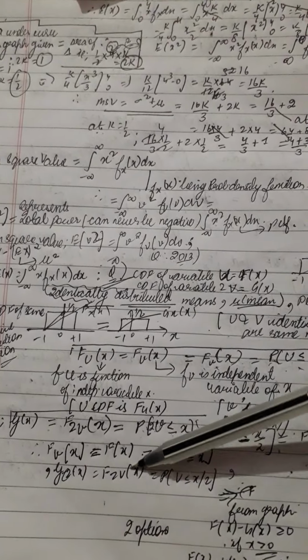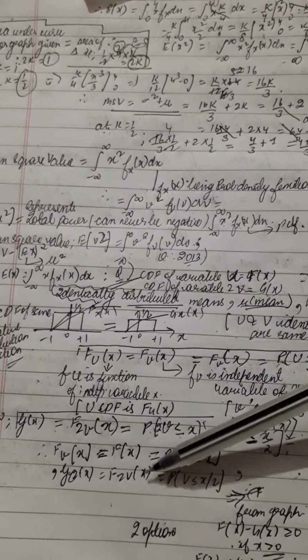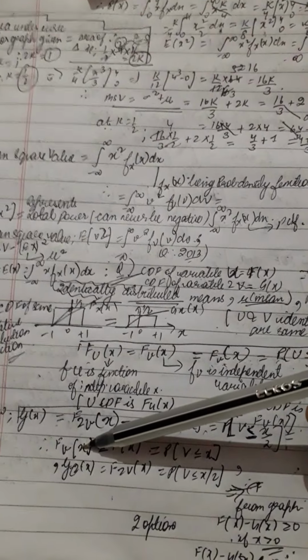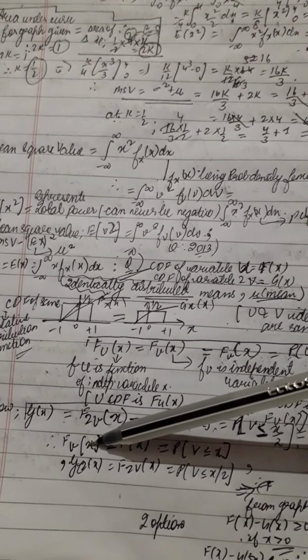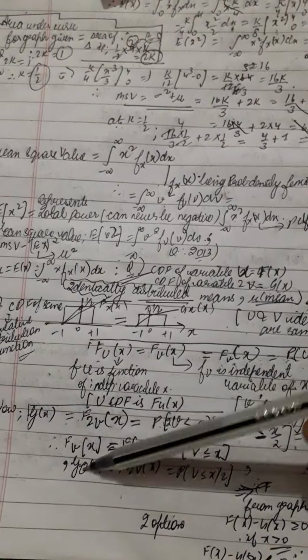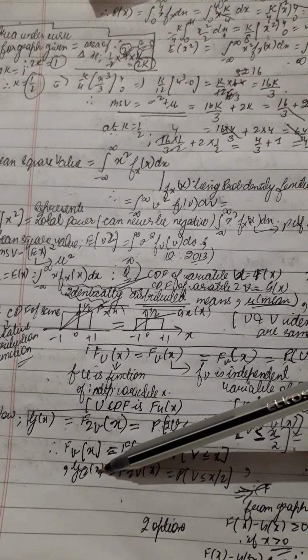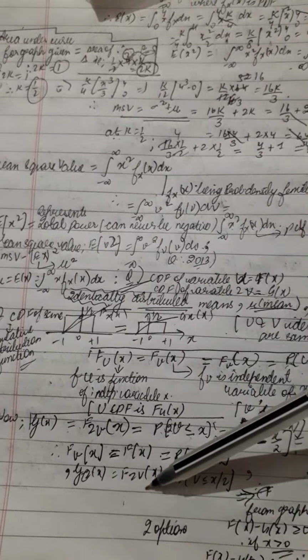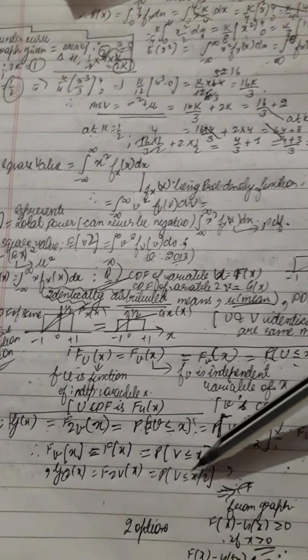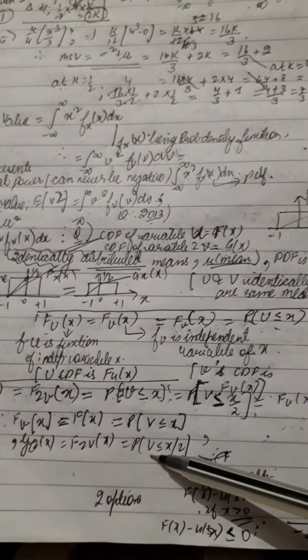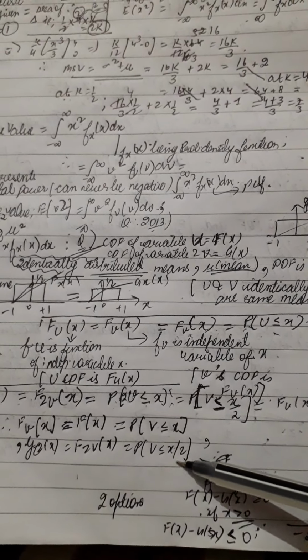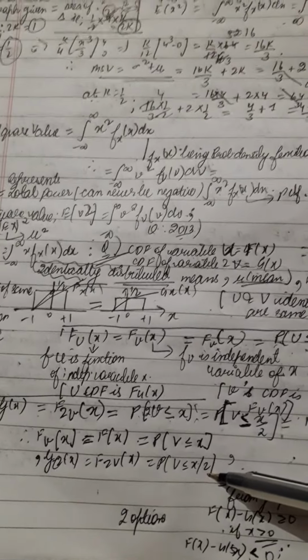So G of x will be the second random variable's CDF, and F of V of x was the first random variable's CDF, that is the random variable V's CDF, and G of x will be the CDF of the second random variable, that is the 2V CDF. So from the graph we can state that the probability of V less than or equal to x is related to the probability of V less than or equal to x by 2. This is the second equation.